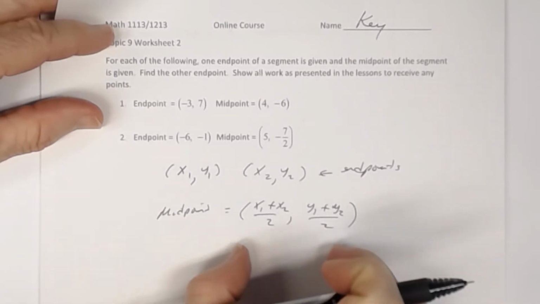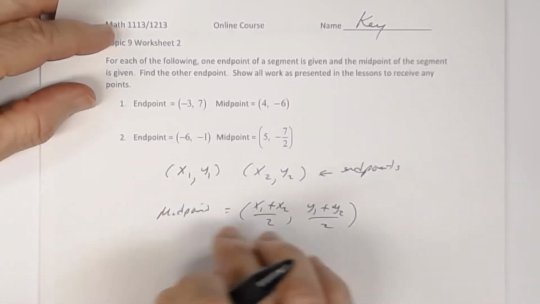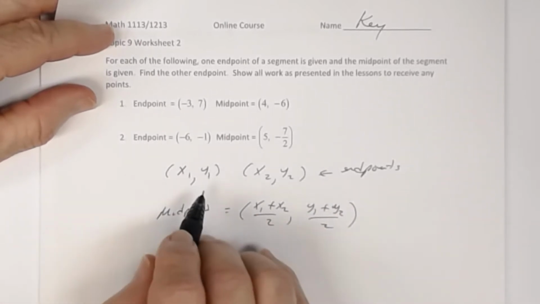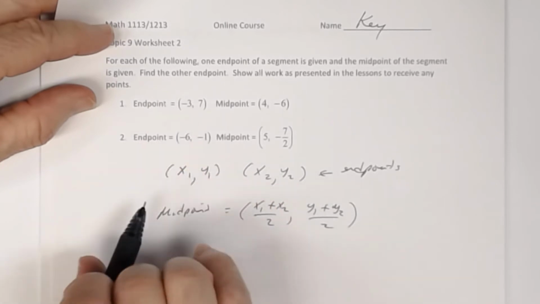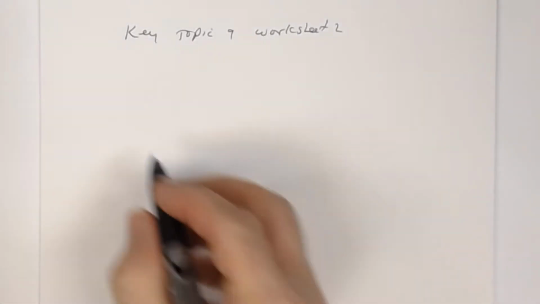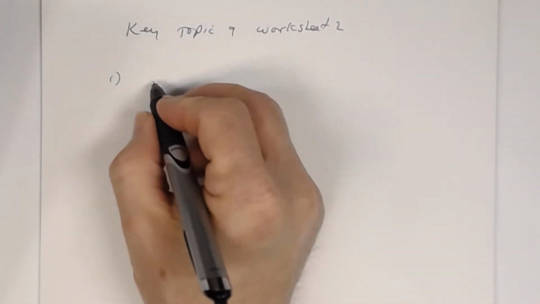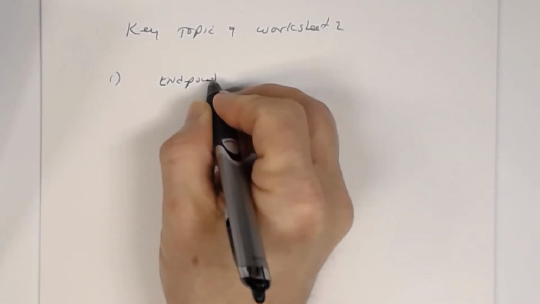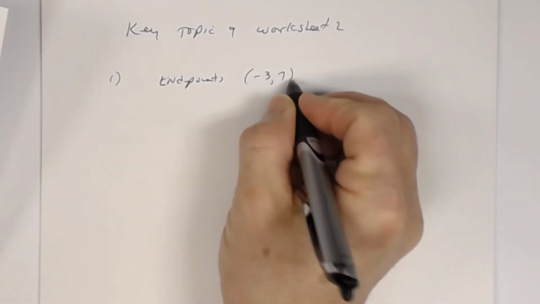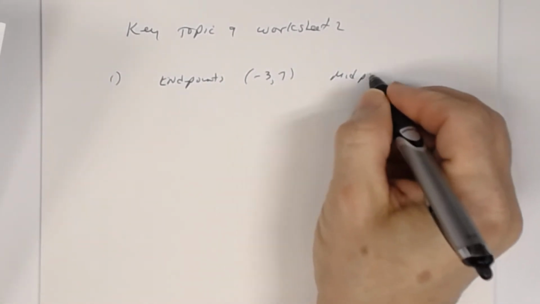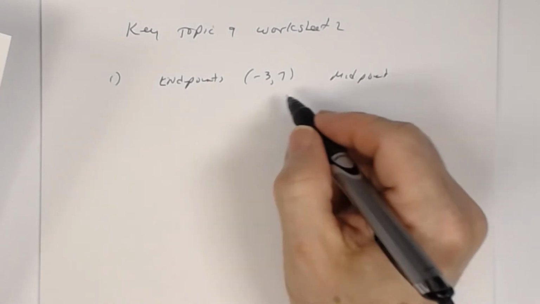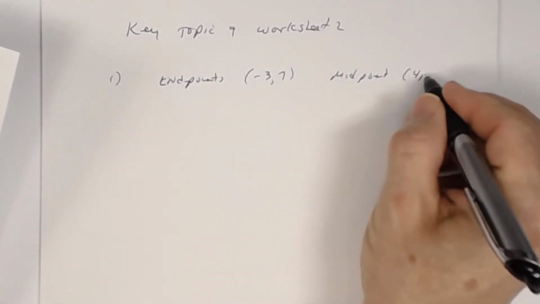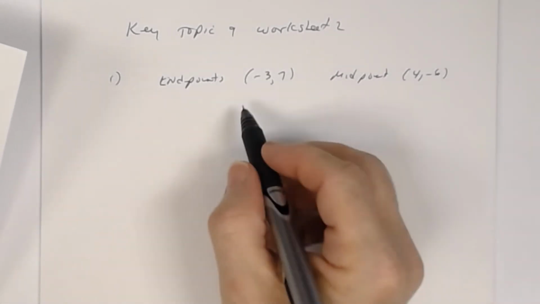We're going to use that idea with these two problems to find the other endpoint. You're given one, you have to find the other. So let's look at number 1. One of your endpoints is -3, 7, and the midpoint of the segment that joins this endpoint and another endpoint is 4, -6.